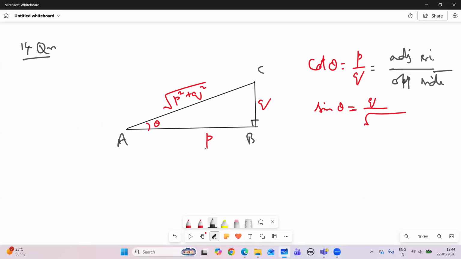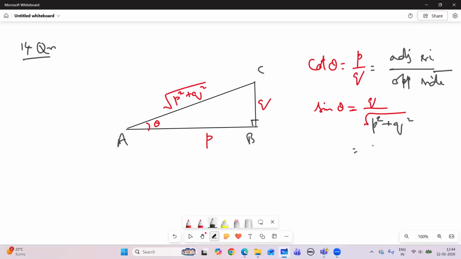Now, this is a right angle triangle. Therefore, hypotenuse AC will be the square root of the sum of the squares of the other two sides. They are P and Q, so their squares are P square and Q square, and their sum is P square plus Q square. Its square root is the length of the hypotenuse. And sin theta is opposite side by hypotenuse. Therefore, this is Q by root P square plus Q square.